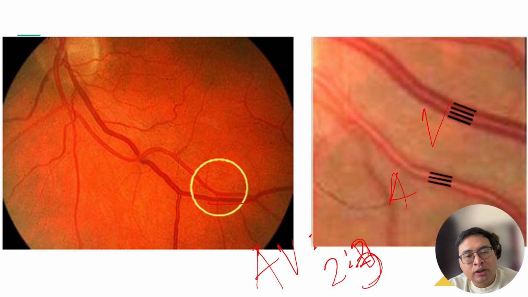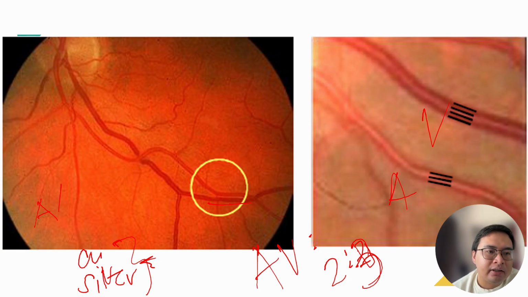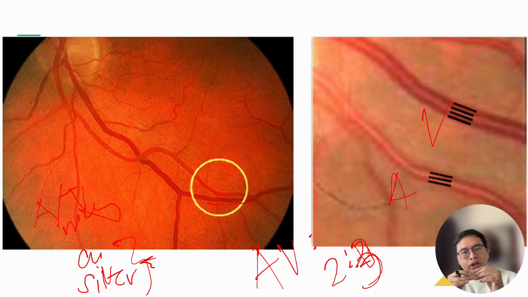Okay? So what are some of the abnormalities you could possibly note? There may be copper wiring or silver wiring. So you see this with long-standing hypertension. You could also see AV nicking, arteriovenous nicking, in which at the point where the arteries and the veins meet, they nick each other. Alright.